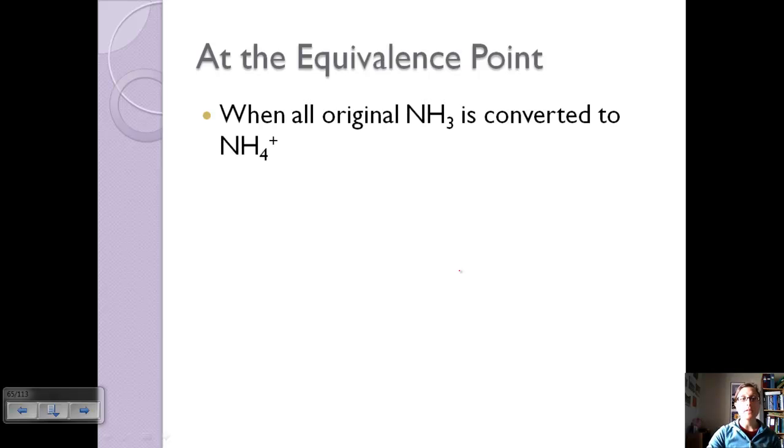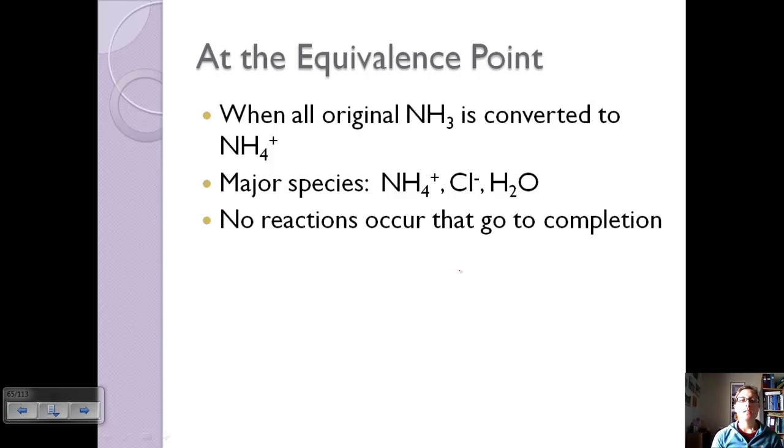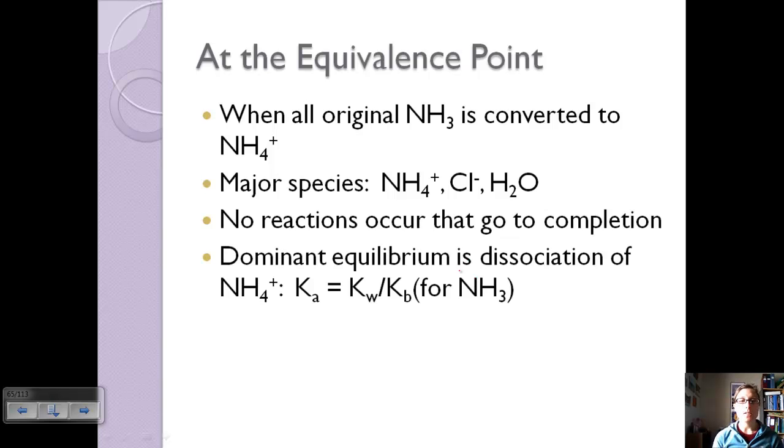So at the equivalence point, we've got all the ammonia converted to the ammonium ion. And so our major species are the ammonium ion, the Cl- from the hydrochloric acid, and the water. No reactions are going to occur here that would go to completion. And so we need to find the dominant equilibrium. Well, this is the dissociation of the ammonium ion. And because it's an acid, we need to find the Ka, and this is equal to the Kw over the Kb for our weak base ammonia.